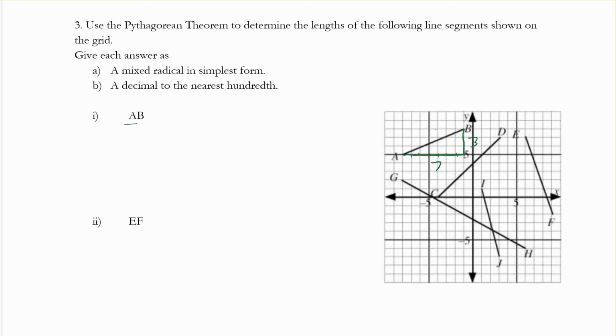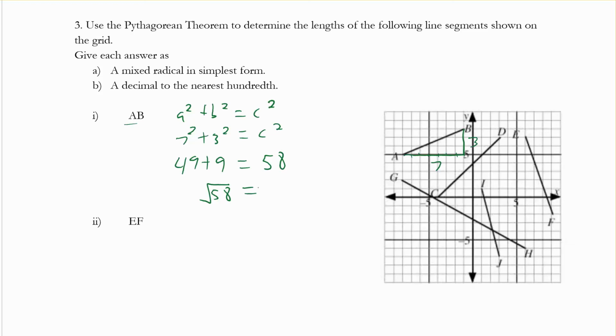So if I want to find out what my hypotenuse is, that's a squared plus b squared is equal to c squared. So that's going to be 7 squared plus 3 squared is equal to c squared. So 49 plus 9 is equal to 58. So all I gotta do if I want to figure out what c is, I gotta take the square root of that. So square root of 58 is what I'm looking for.